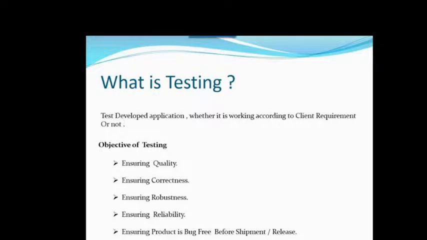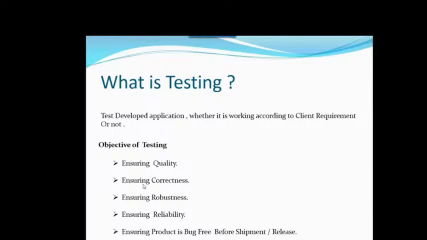What is the meaning of correctness and robustness? Correctness means critical functionality also we need to check. Robustness means we need to check whether it is working as per the given requirements in all the areas or not. And reliability is one of the most important ones. Reliability means whether this application is user friendly or not, we need to check while testing. This is the objective of testing.